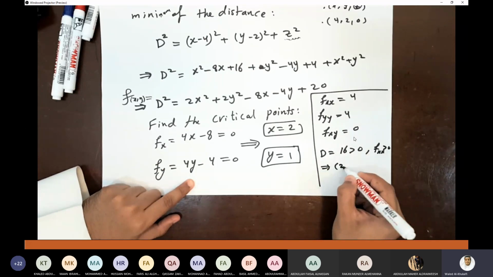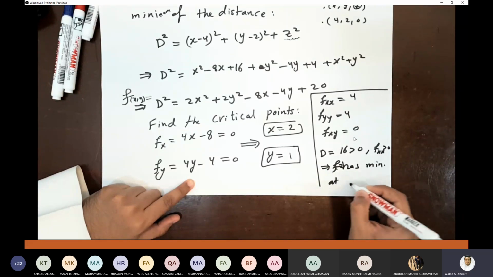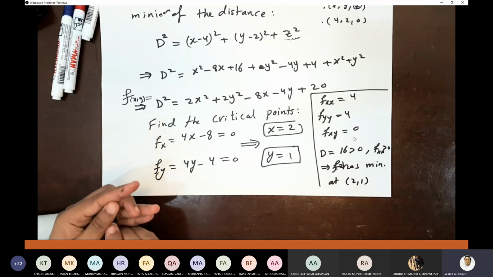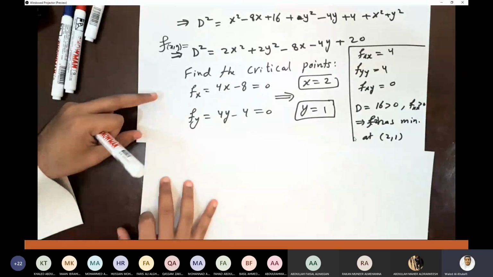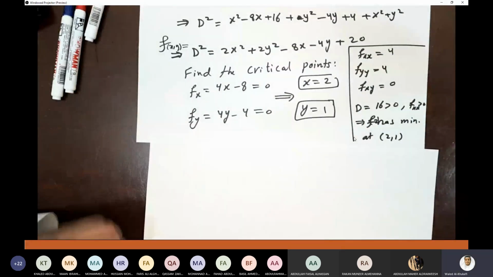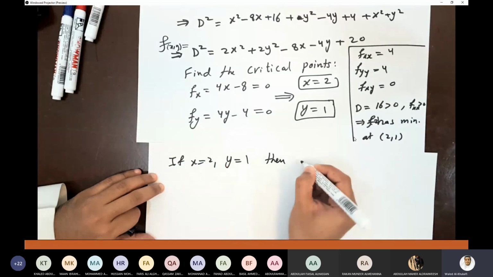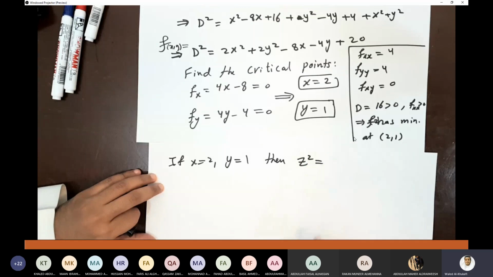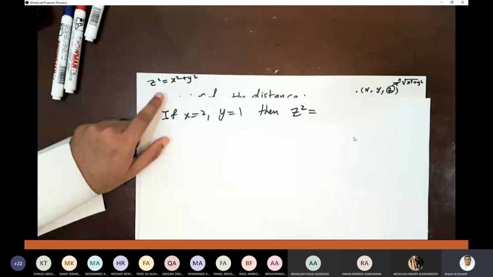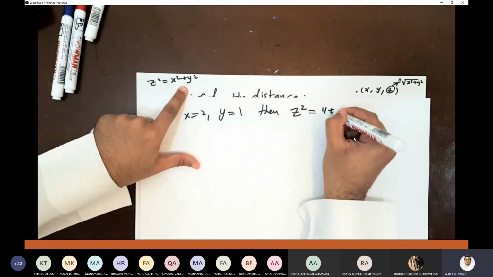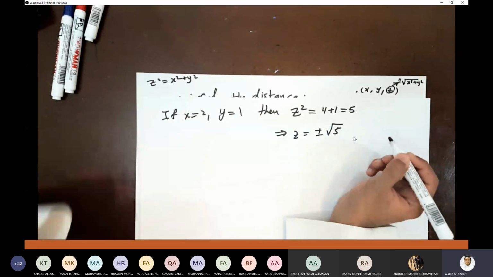So this point, f has a minimum at 2 and 1. What are the closest points? If x equals 2 and y equals 1, then z square equals, now remember this point should be on the cone, so I have to substitute here. So you have 4 plus 1, which is 5. This implies that z equals plus or minus the square root of 5, because you have two values.